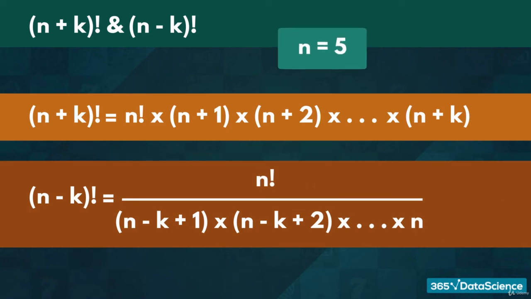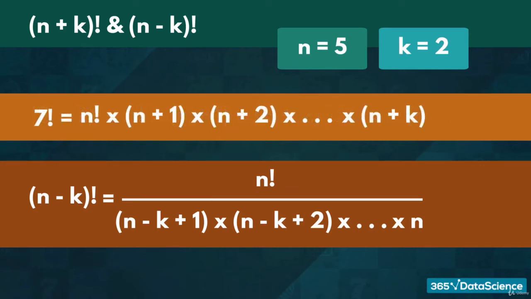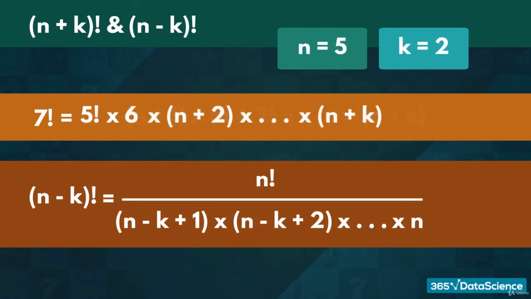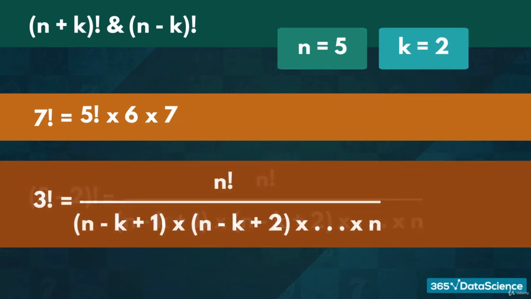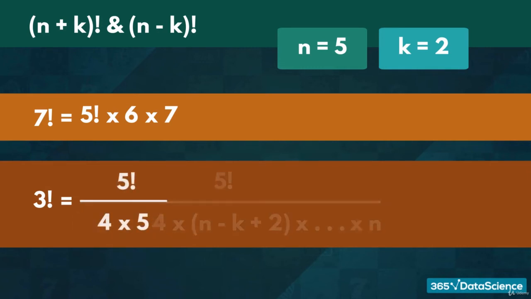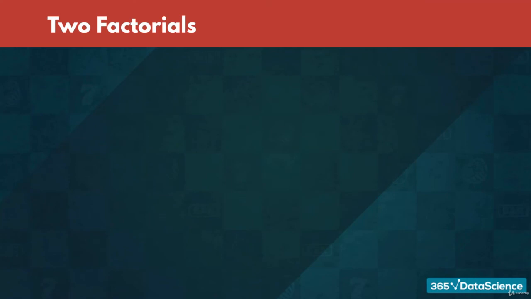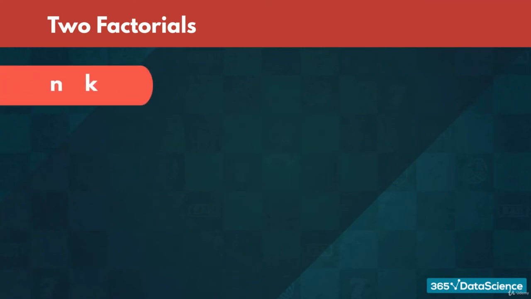For instance, if n is 5 and k is 2, then (5 plus 2) factorial equals 7 factorial, or 5 factorial times 6 times 7, and also (5 minus 2) factorial equals 3 factorial, or 5 factorial over 4 times 5. Okay, great.